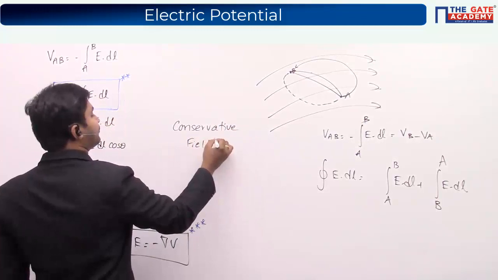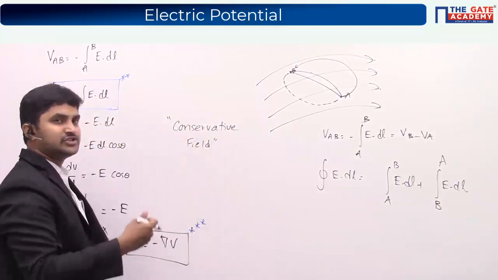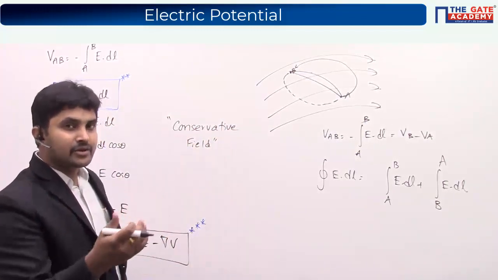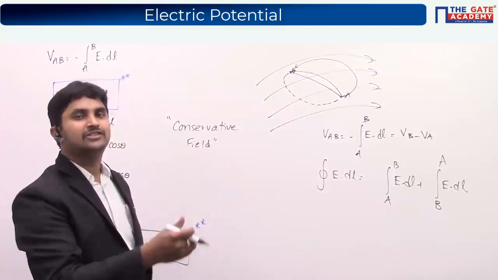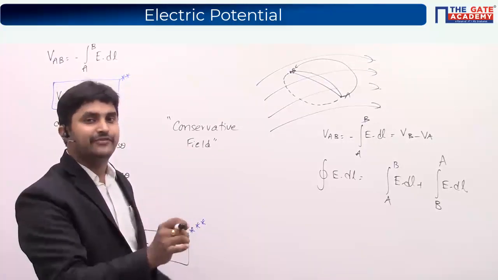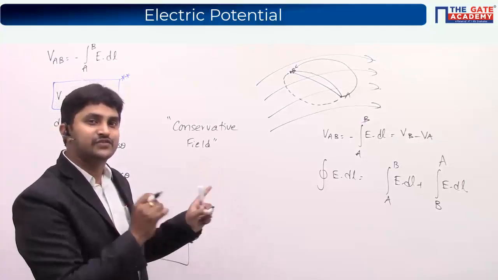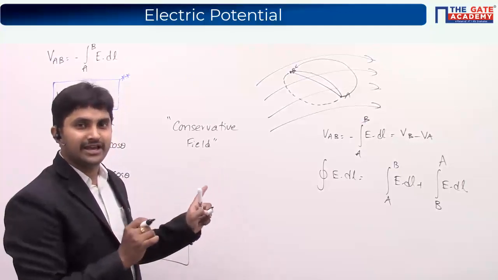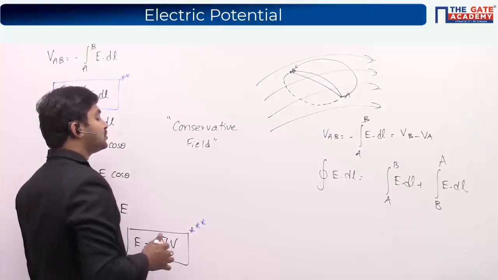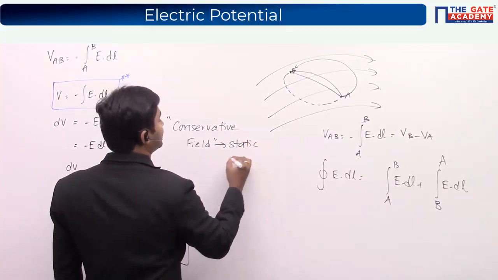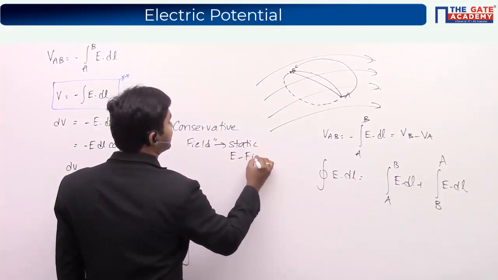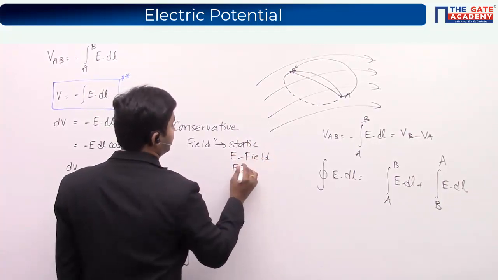So any particular field in which you are moving, and the path of movement does not matter, such fields are what we call conservative fields. So the static electric field is an example of a conservative field.